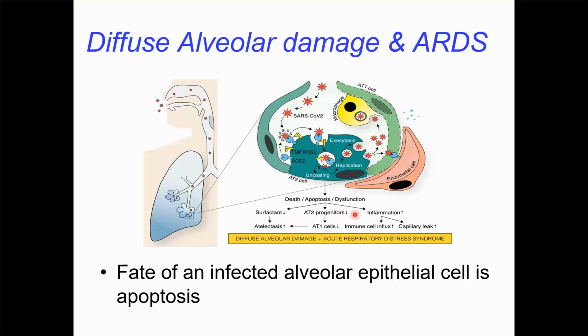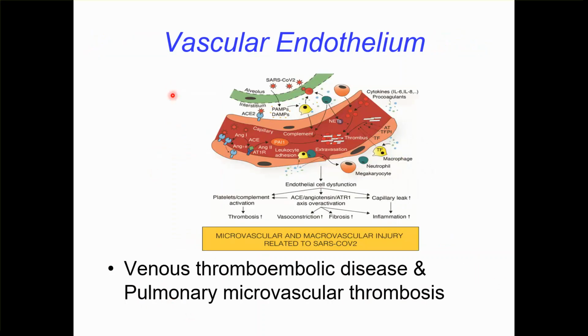Then you have AT2 progenitors have reduced, which causes the decrease of the AT1 cells. Then also it has increased the inflammation, and the immune cell influx increased, and then the capillary leak is happening here. This is due to the diffuse alveolar damage and acute respiratory distress syndrome. So what happens to the fate of an infected alveolar epithelial cell? It is apoptosis. Furthermore, it also causes vascular endothelial changes, in which you can see venous thromboembolic disease and pulmonary microvascular thrombosis.